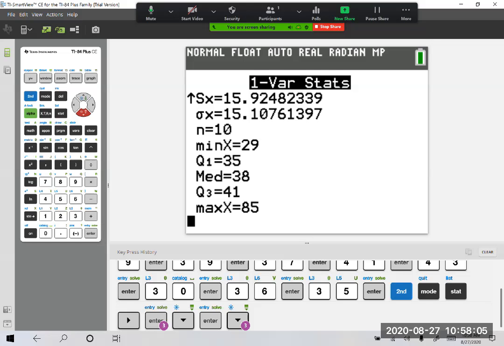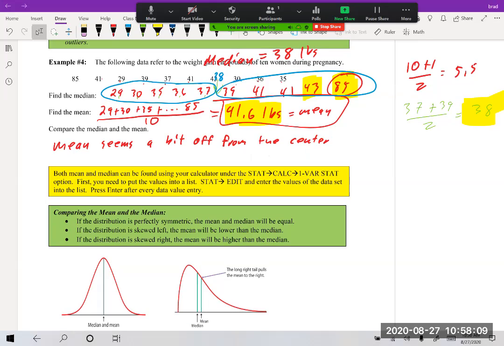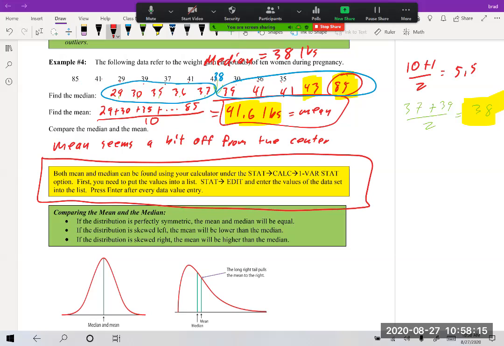So you can once again follow the instructions right here. Right here, there's a box in your notes that tells you how to do it on your calculator. Okay, so make sure that you know how to do this. This will save you time on the exams and on the homework as well.